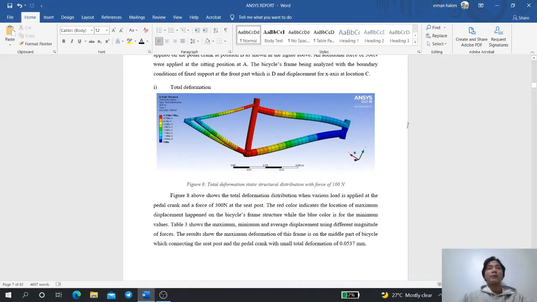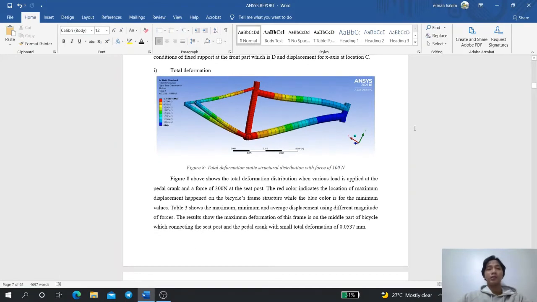I'm using ANSYS Workbench and APDL to determine the distribution of total deformation, total bending moment, maximum and minimum combined stress, and the shear moment diagram. This part is the total deformation. As we can see in the figure, the red color indicates the location of maximum displacement on the bicycle frame structure, while the blue color is the minimum value.